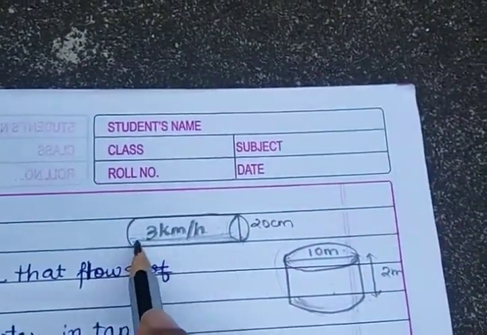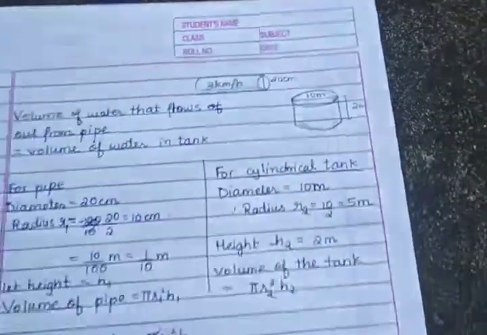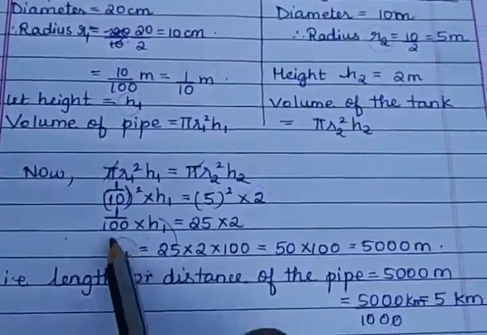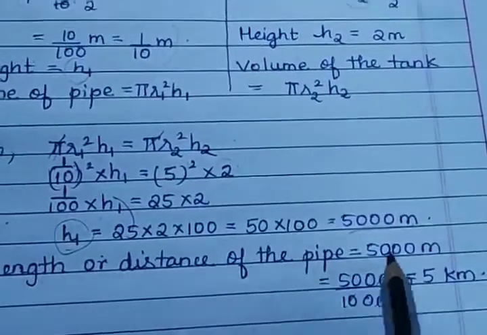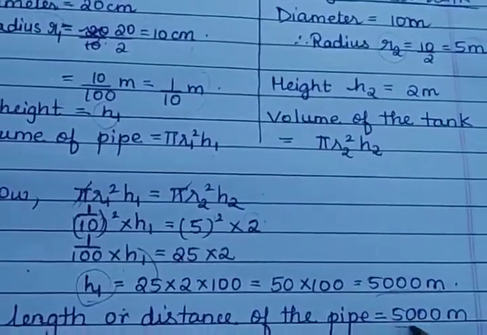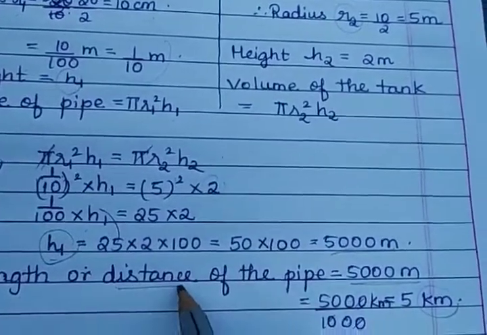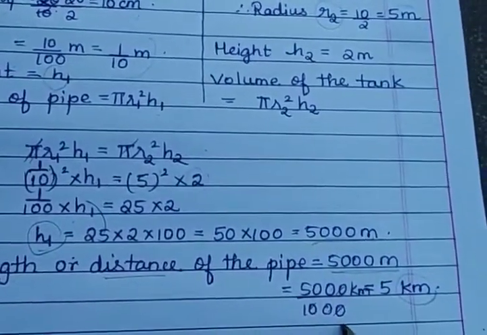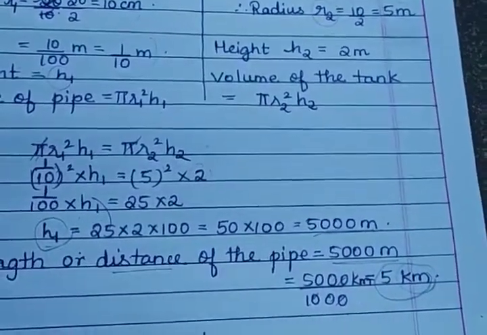As we saw in the previous example, the height or length of the pipe is the same as the distance of the pipe, correct? Distance and length are the same thing. So when I say the length or height of the pipe is 5,000 meters, it means the length or distance of the pipe is 5,000 meters. Now let us convert this to kilometers. So your distance will be 5,000 upon 1,000 kilometers, which is 5 kilometers.